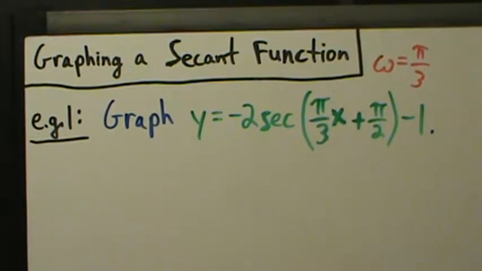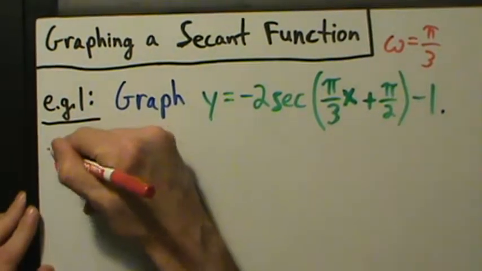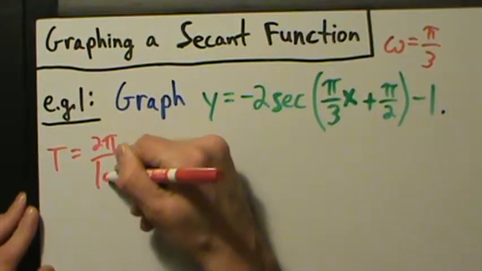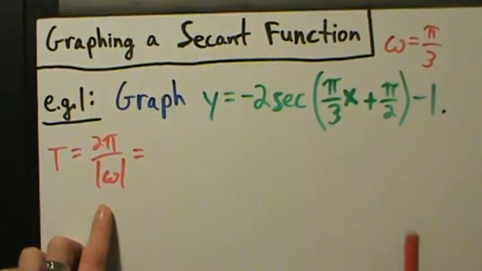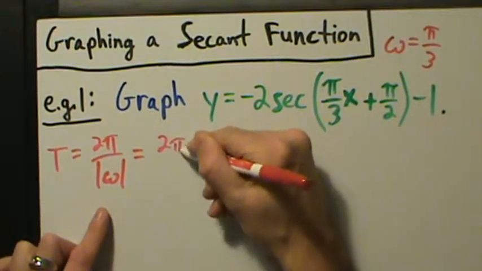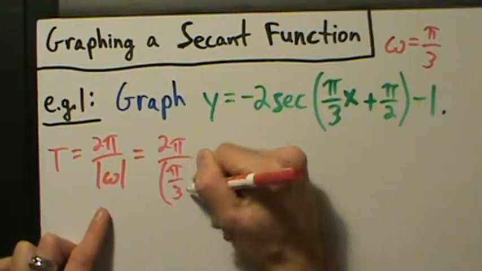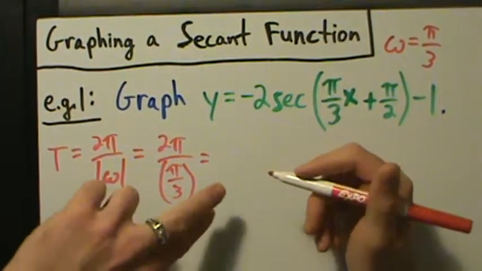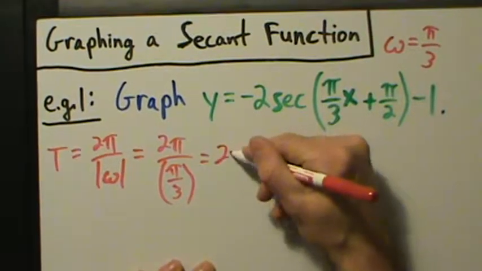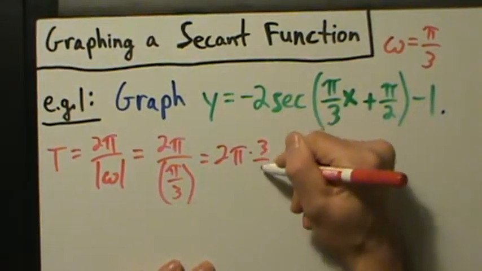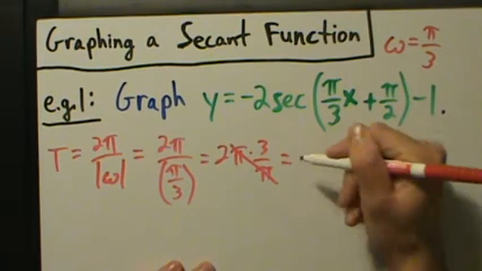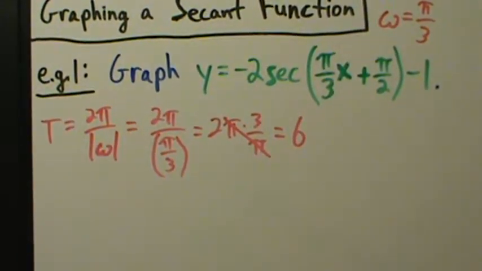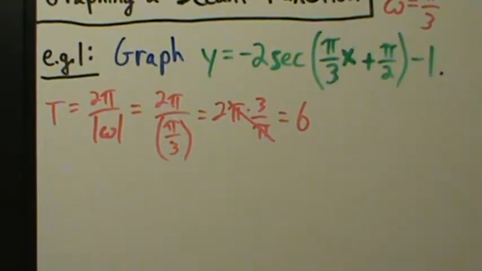So the period T equals 2 pi divided by the absolute value of omega. Omega is already positive, so we don't need the absolute value. This is 2 pi divided by pi over 3, with parentheses around that. If you divide by pi over 3, you're just multiplying by the reciprocal, 3 over pi. So 2 pi times 3 over pi. The pi's cancel, and we have 2 times 3, which is 6. That's a relatively simple period, not too bad.